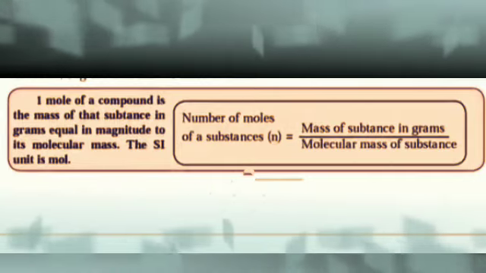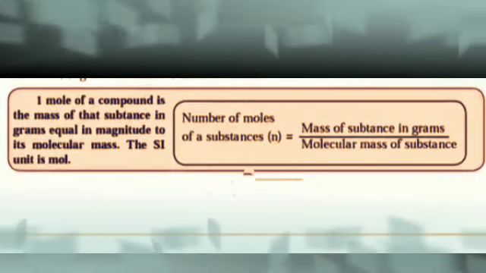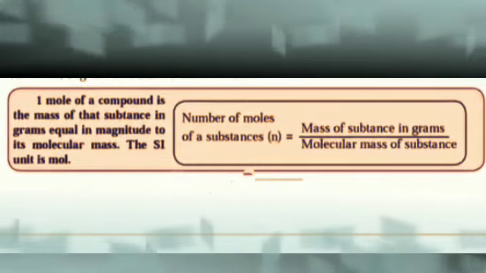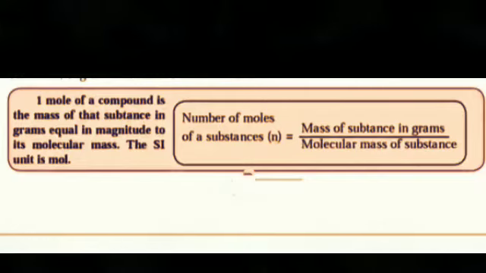Thus, the molecular mass of oxygen is 32 dalton, and therefore 32 gram oxygen is 1 mole of oxygen. The molecular mass of water is 18 dalton. Therefore, 18 gram of water make 1 mole of water.